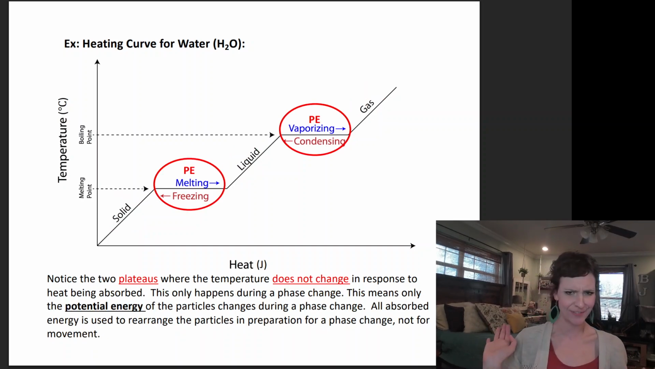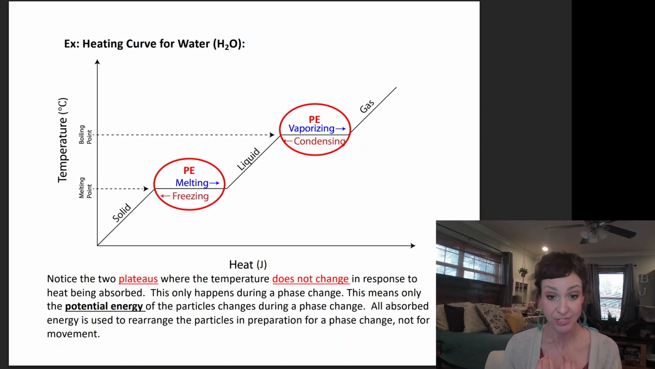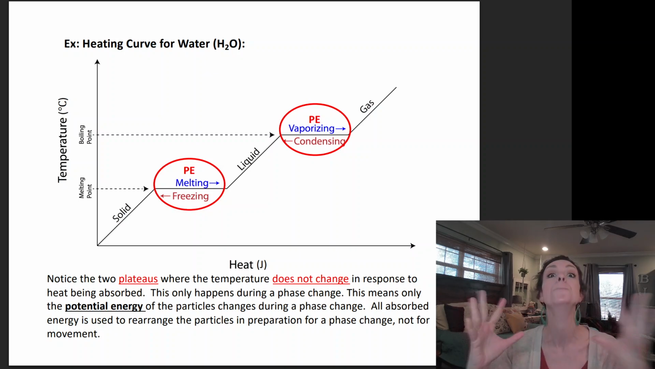Well, what is going on during the phase changes? These are my plateaus. Notice the two plateaus where temperature does not change in response to heat still being absorbed. This only happens during a phase change. This means only the potential energy of the particles changes during a phase change. All absorbed energy is used to rearrange the particles in preparation for the phase change, not for movement.